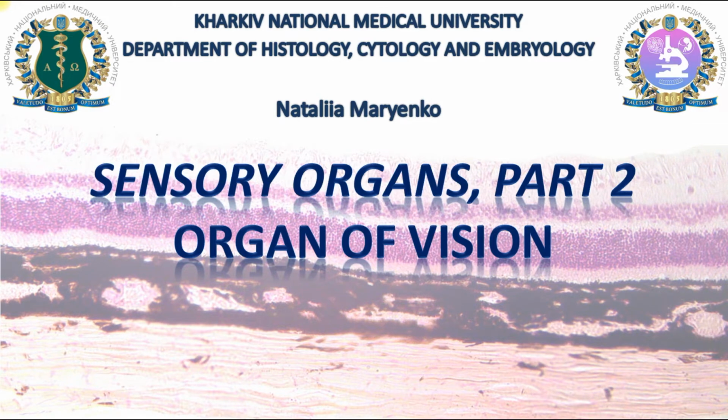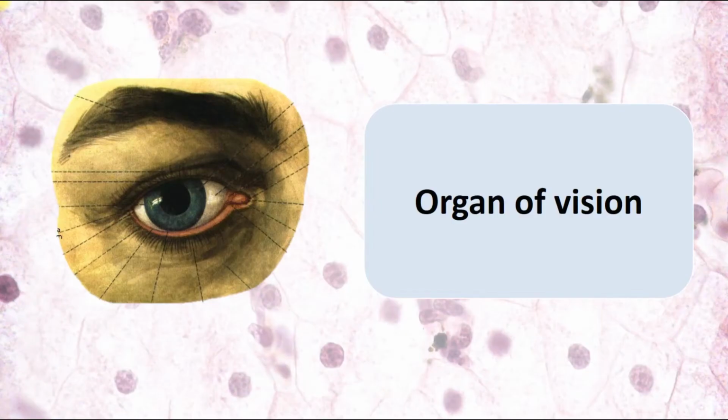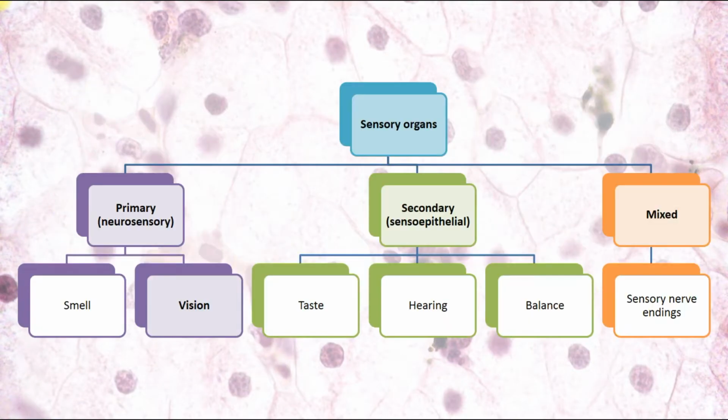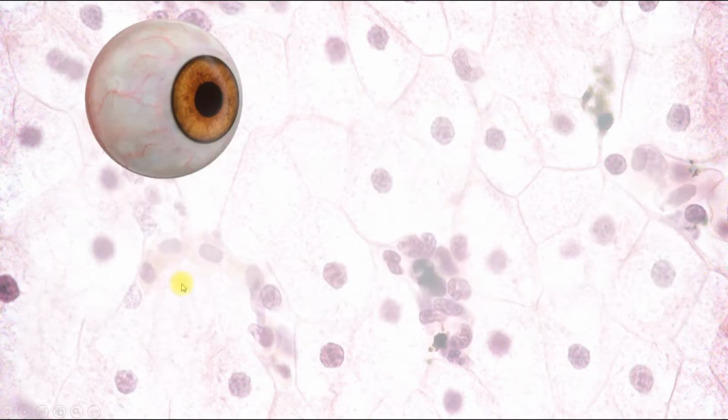Dear students, now we will talk about sensory organs. We will talk about the organ of vision. According to classification, it's a primary type of sensory organ, or neurosensory type of organ of the sensory system. The organ of vision includes the eyeball and the supportive apparatus of the organ of vision.